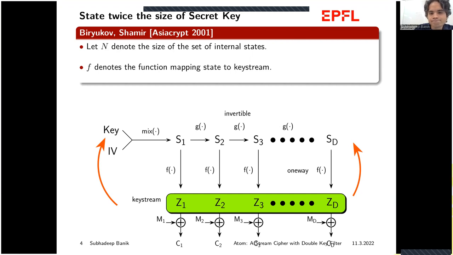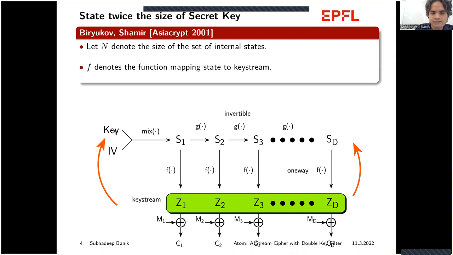Now, we all know that any stream cipher is a finite state machine. So we have these states S_i, which are updated at every clock cycle by this function G. And let F be the function that maps any state S_i to a keystream vector of the same length. Now, cryptanalysis in this case reduces to inverting this one-way function F at any of the points Z_i. In other words, given Z_i, we try to invert this one-way function at any one of the points to get the state S_i. And if the update function G is invertible, we can invert S_i to get all the way back to S_1, and then we can invert the mixing function to get the key.